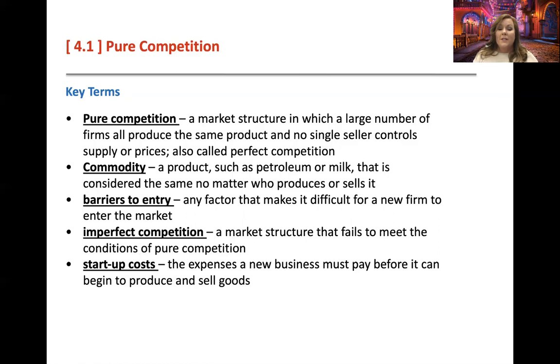Barriers to entry are anything that makes it difficult for a new firm to enter the market. It could be startup costs. It could be you can't get a loan. You don't have time. There's no location. Anything that makes it difficult for a new business to enter that market. And if we're not doing the conditions of perfect competition, then we call it imperfect. People selling things slightly different, and we'll get into the types of imperfect competition.